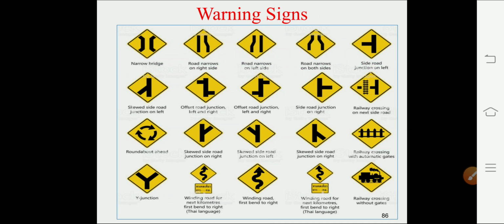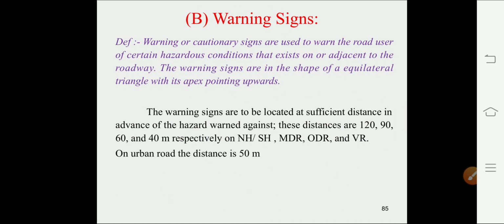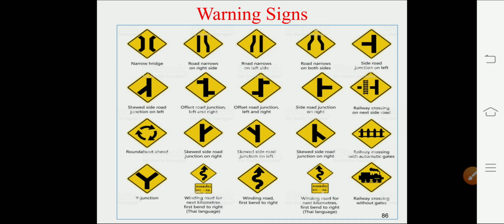Such warning signs are triangular in shape with the apex at the top. Many times you might have come across signs showing a narrow bridge, road narrowed on the right side, road narrowed on the left side, road narrowed on both sides. Then roundabout ahead if there is a roundabout, and if there is a winding road, first bend to right, first bend to left, and so on. These are some of the warning signs.